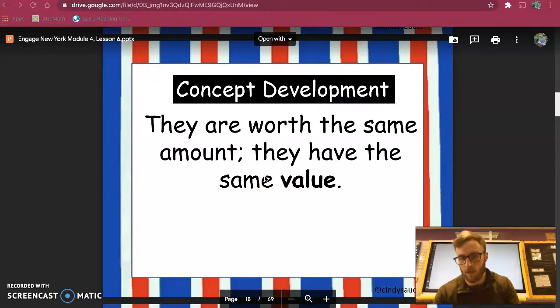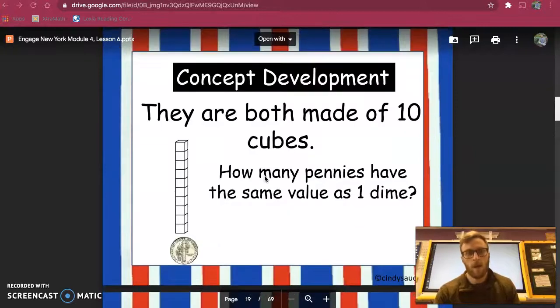When we're talking about money, we talk about value. So both these are made up of 10 cubes, and we have a picture of the backside of a dime right here. I'm circling with my mouse. This is what a dime looks like on the backside of it, or the tail side, you might hear it called. And this equals 10 cents. Same with this. Instead of 10 blocks, we could say this equals 10 cents.